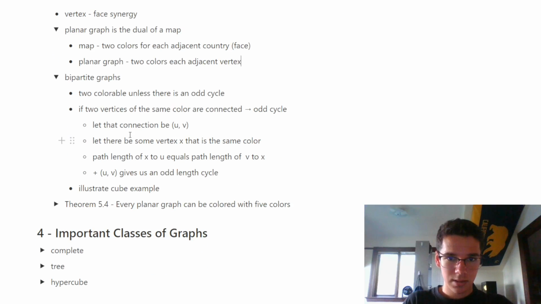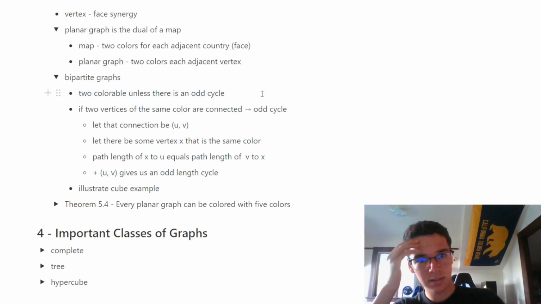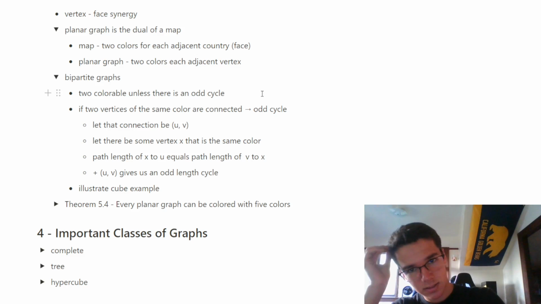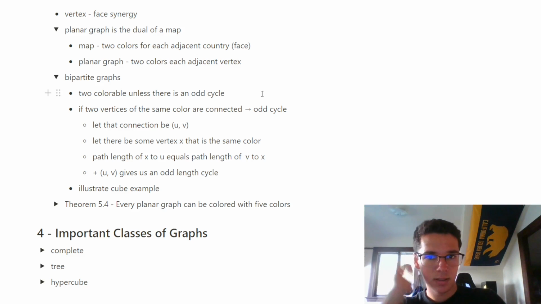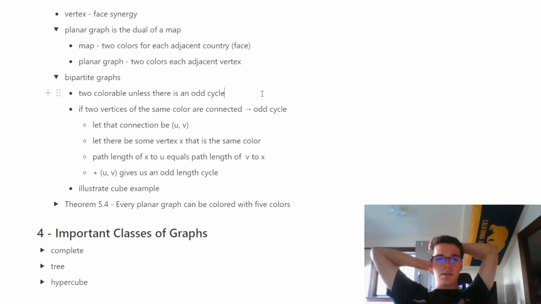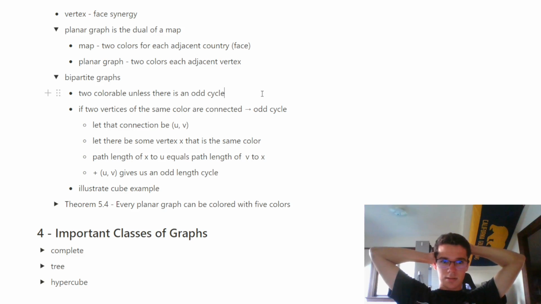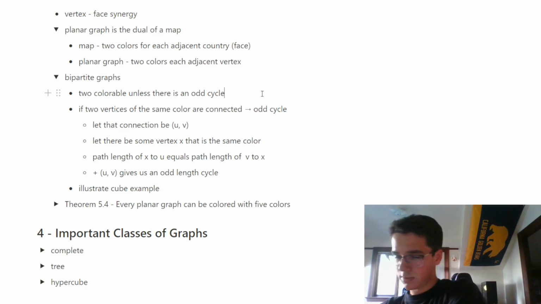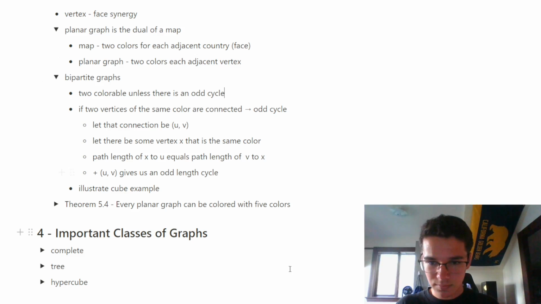Bipartite graphs, so we sort of talked about this. It's two-colorable unless there is an odd cycle, it seems. If two vertices are the same color and are connected, that must mean that there is an odd cycle. So we're going to say that that connection is UV. I could illustrate this with a cube example. Maybe I will, just for good measure. So give me a second.